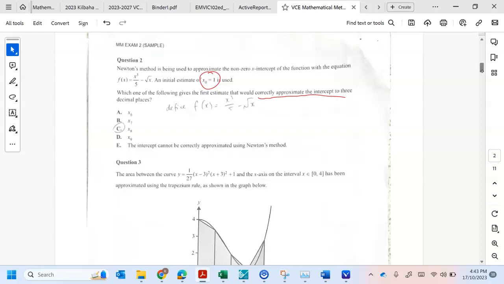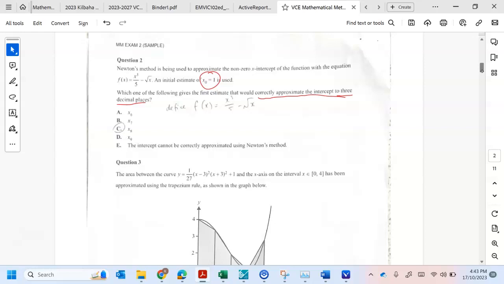Basically that means we're going to keep going through iterations: x0, x1, x2, x3, x4, x5, and so on, until we keep getting the same answer to 3 decimal places. Now, if we did that by hand, you can see there we're going to be doing 8 iterations.